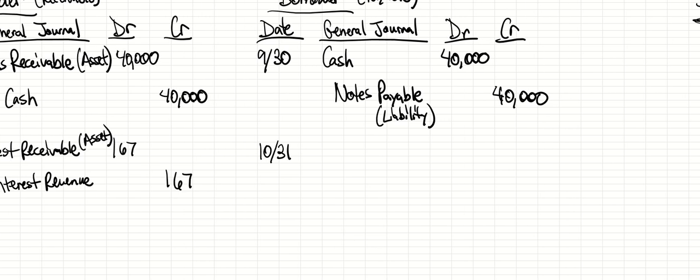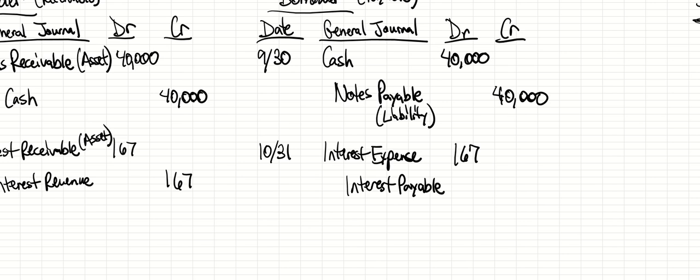On the borrower side, the borrower needs to recognize the expense in their books by debiting interest expense for $167, and crediting interest payable for that same amount, $167. Interest payable is a liability.